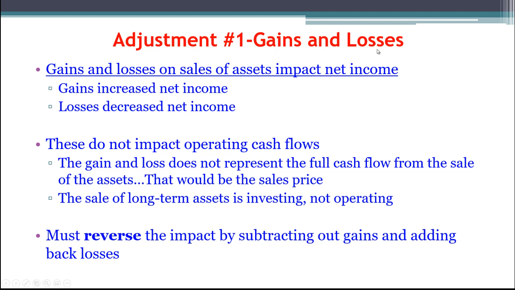The problem is that gains and losses did impact net income. We know that gains would have increased net income, losses would have decreased net income, but we don't want them treated as operating cash flows, so we have to reverse the impact. In other words, since gains increased net income, we need to subtract them out of net income to back that number out, to reverse it. Losses decrease net income, so we need to add it to reverse it. That's the adjustment we need to make.